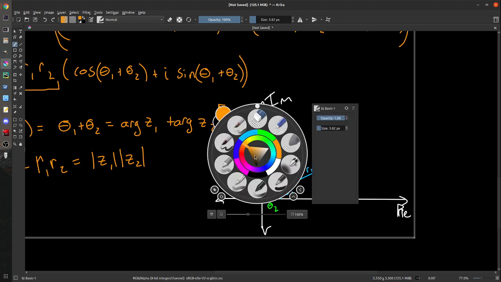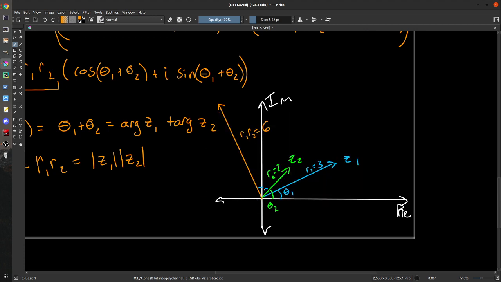So there you go. And then the angle right here is just theta 1 plus theta 2. And this thing right here is Z1 Z2. So when you multiply two complex numbers, you multiply their lengths and add their arguments.